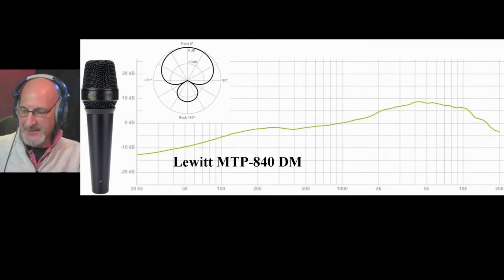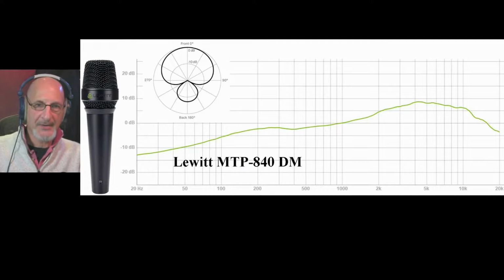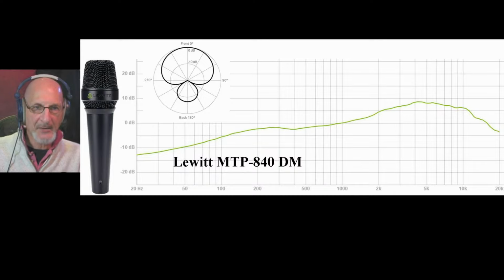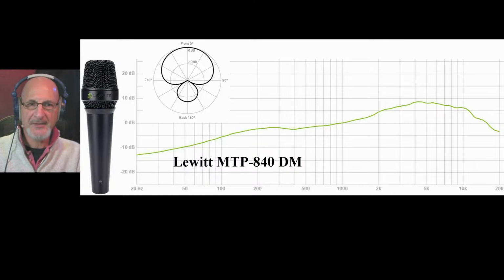Yeah. So the next one is also from Lewitt. This is an 840 microphone, the MTD 840. Now this is interesting. It's a cardioid dynamic, but it has a condenser mode to it. Right now I'm using 48 volts. It is a supercardioid microphone. So you see in the polar pattern, the rear lobe is a bit bigger than a regular cardioid microphone.